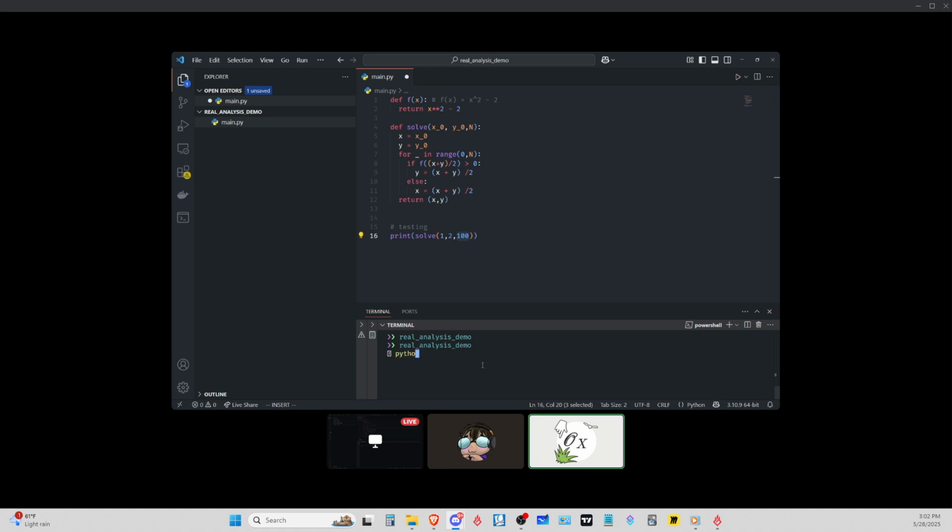So let me run the Python script: python main.py. And that's the answer you get. As I said, we have two sequences, one on the negative side and one on the positive side, x_n and y_n. Those are the numbers we get after 100 iterations, which are very close to the square root of 2. I think all the digits we see on the left are correct. And if we run it even longer, we will get even more digits.